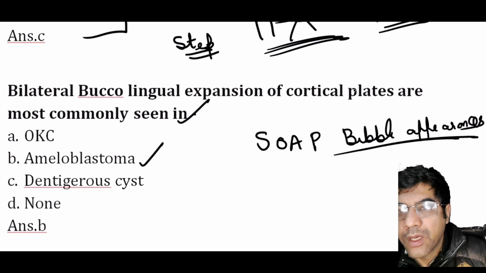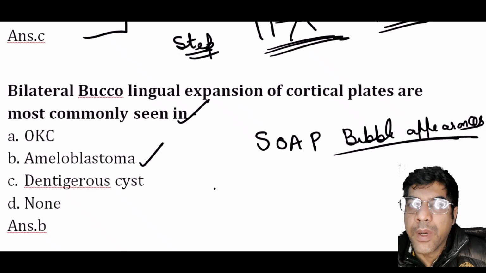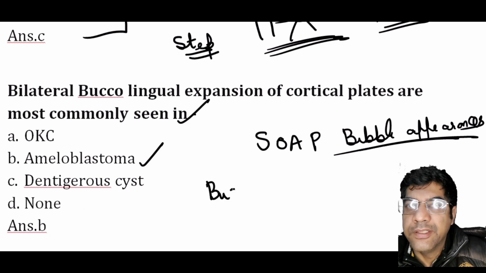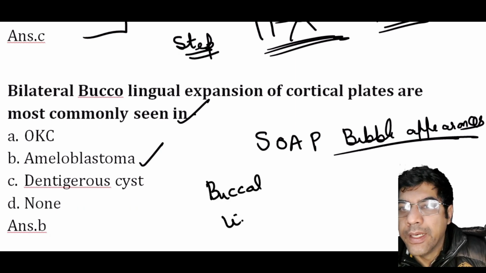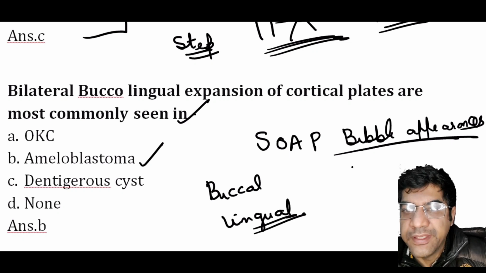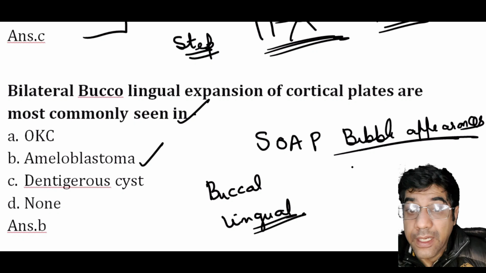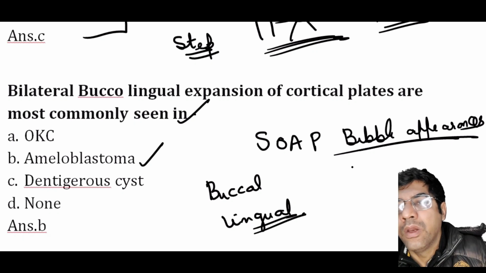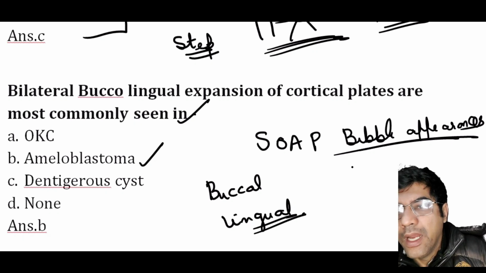When the ameloblastoma grows, it tends to expand the bone in both the buccal as well as the lingual direction. So the expansion is also described as a soap bubble appearance on radiograph with a well-defined rounded radiolucent area. So this expansion pattern along with the soap bubble appearance helps to diagnose ameloblastoma.